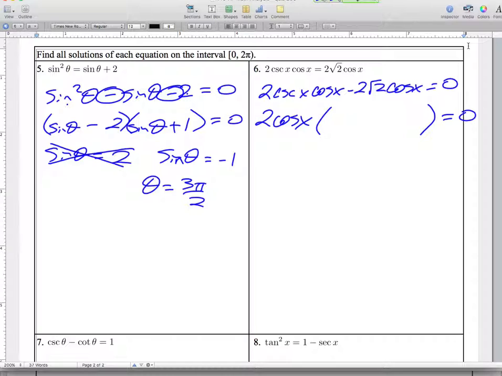Well, here's what you can do. Anytime you see a trig function, replace it with a variable. So let's replace cosecant with x and cosine with y.